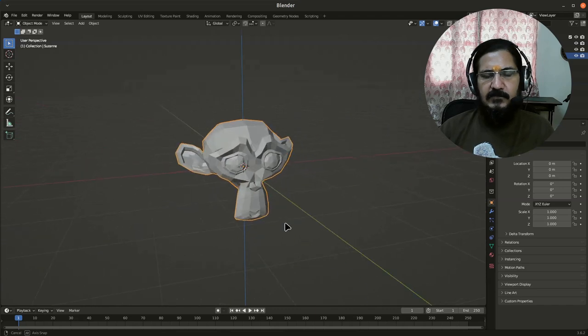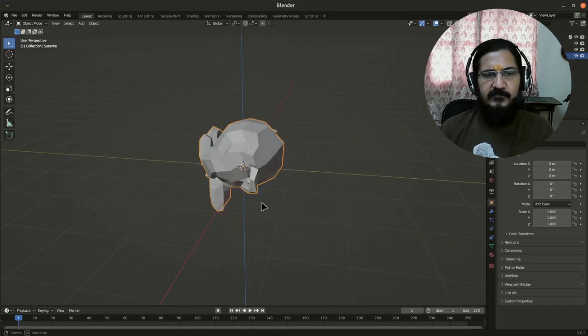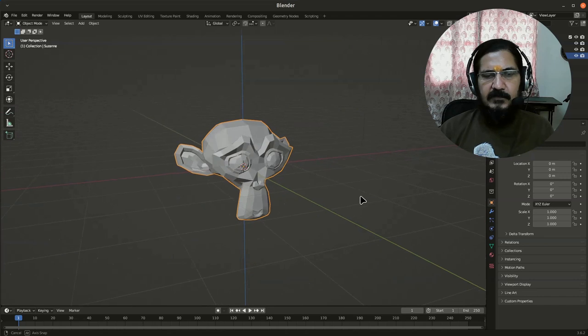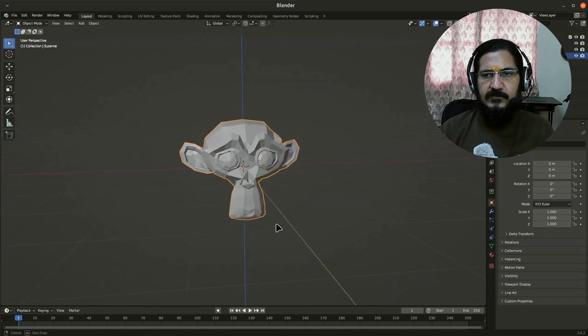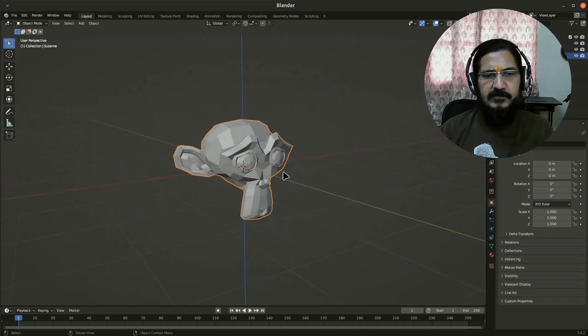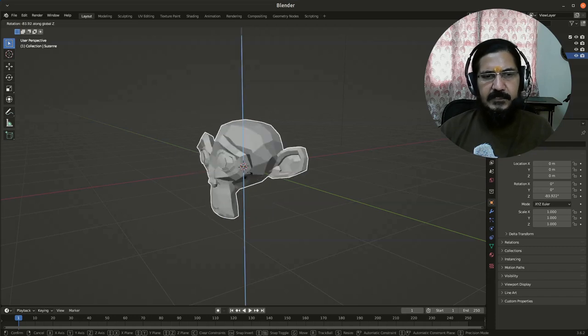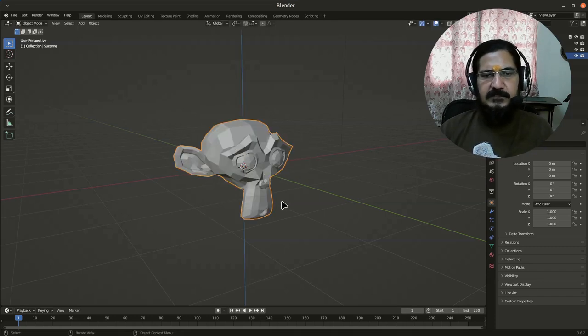So that is about rotation, and this movement is called revolving or orbiting around. So don't get confused with this. Here the object is not rotating. In rotation, let's say on z, the object's orientation is changing. So that is about rotation.